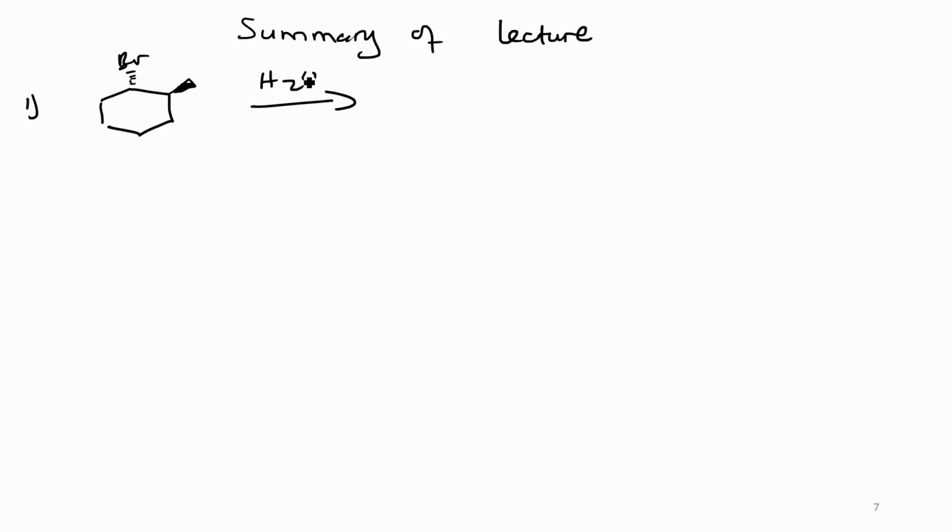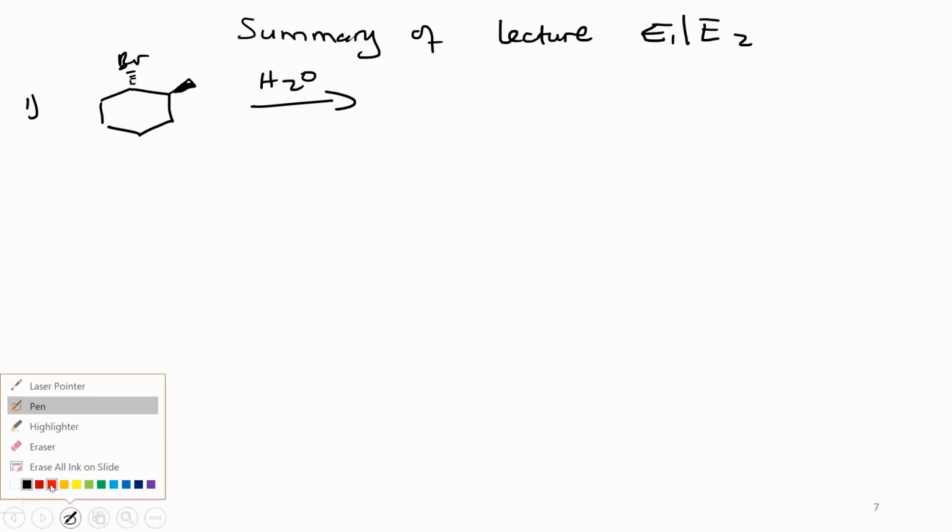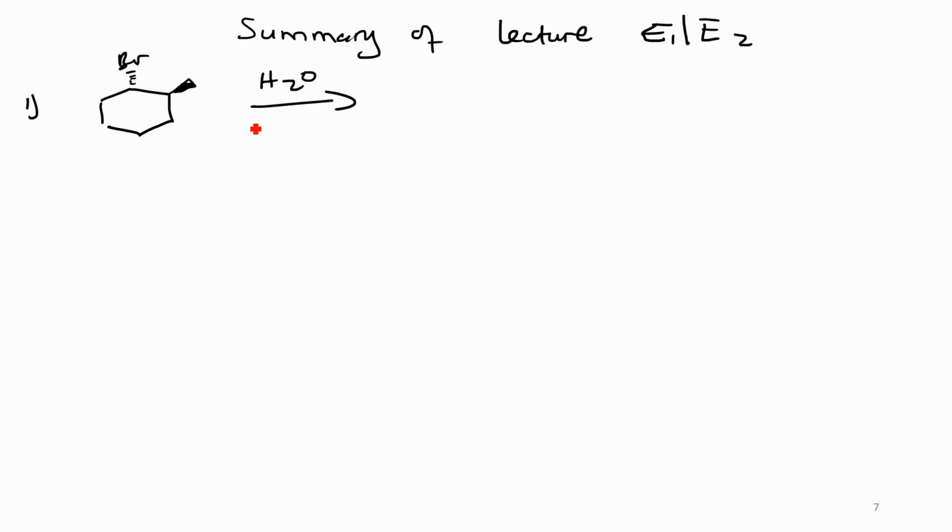So I'm giving you H2O. Think E1, think E2. Which process is likely to go here, E1 or E2? E1. What's your reasoning? Because H2O is the base. Is it a strong or a weak base? It's a weak base. So that's how you think. Weak base. E2 would have wanted a strong base.